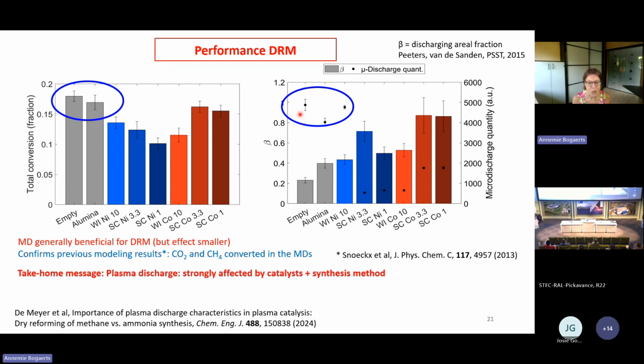So the take-home message here is that the plasma discharge is strongly affected by the catalyst and also by the synthesis method. And this is something that always needs to be taken into account. The synthesis method can be very important because it defines whether the metal nanoparticles are homogeneous over the beads or not. And the catalyst can strongly affect the plasma discharge, and this should certainly be taken into account. So analysis of the plasma discharge is crucial to explain plasma catalytic performance.